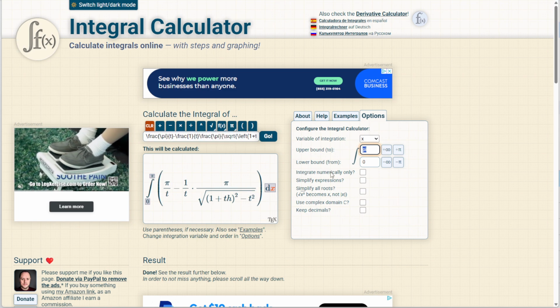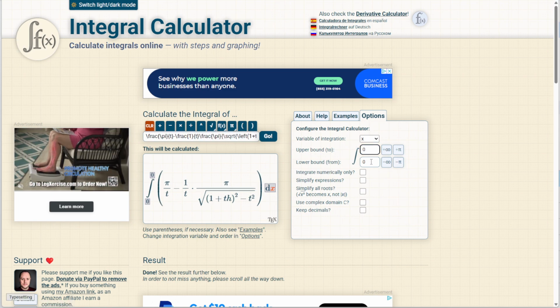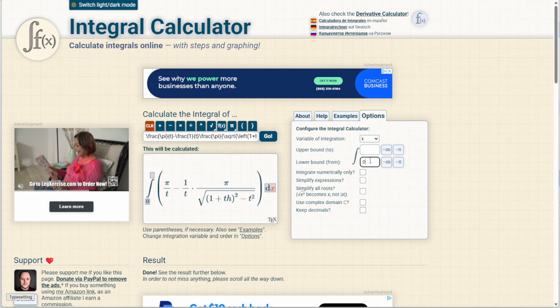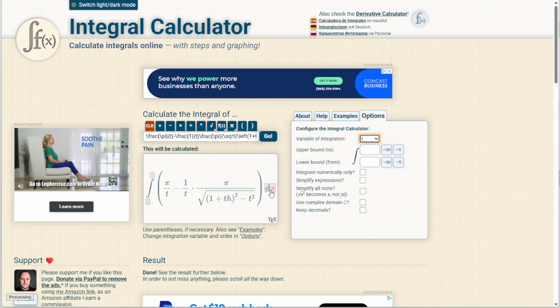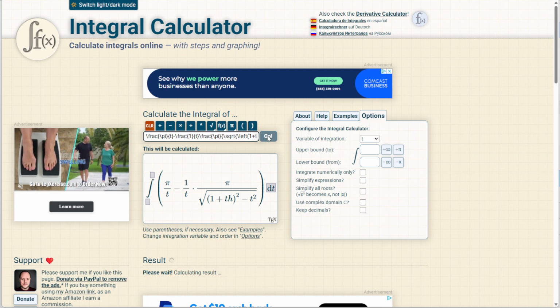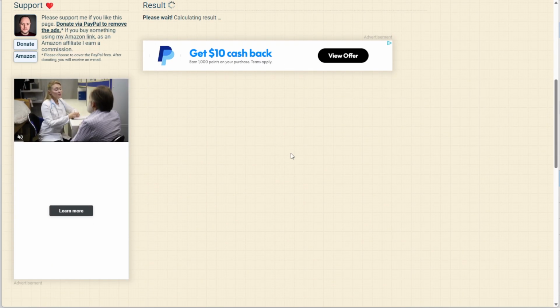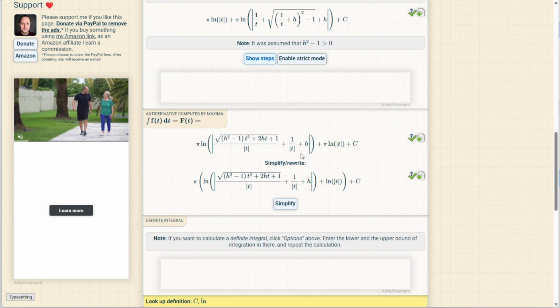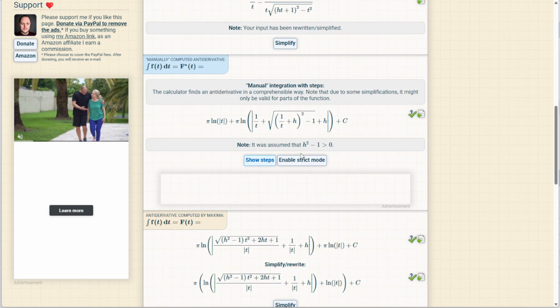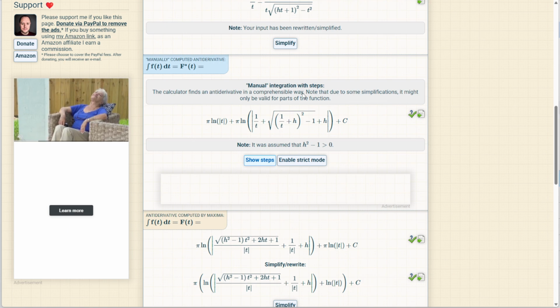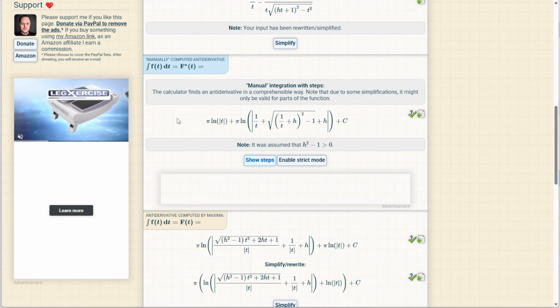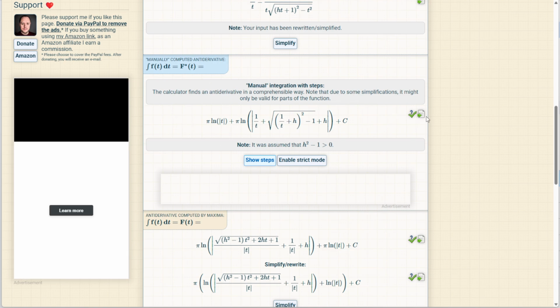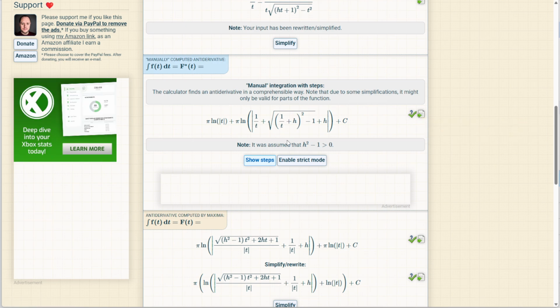We're taking the indefinite integral. It's definitely something I would be able to solve with enough time. It would just be a lot of work. All right, so we're going to use the calculator to do it. I always like to use the manual integration one. Okay, so it looks like our f prime of t evaluates to this.